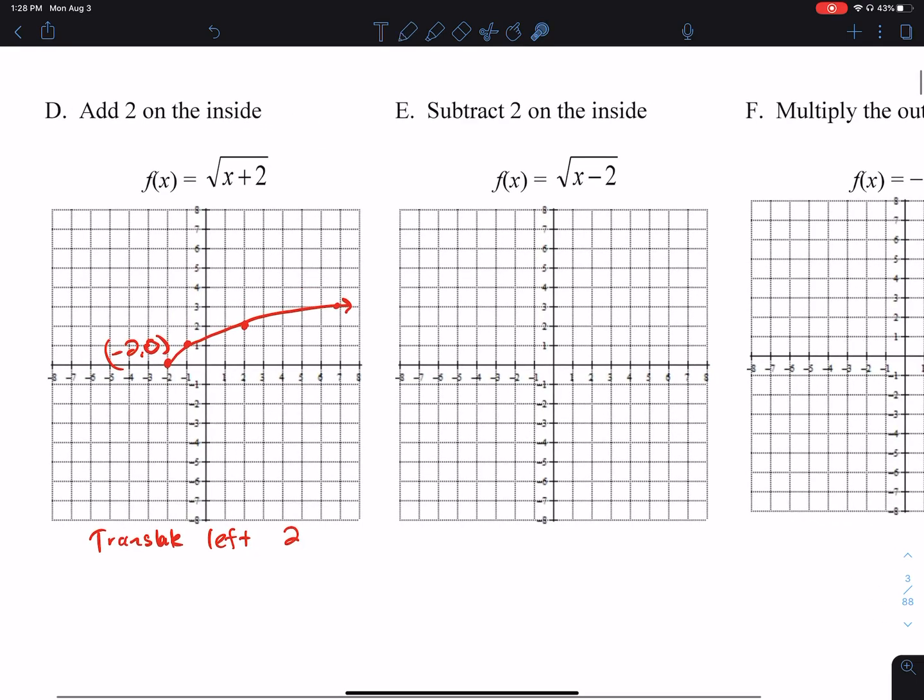What happens if I subtract a 2 on the inside? That is going to take the graph and translate it to the right 2.